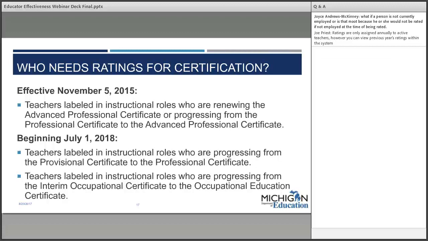Beginning July 1, teachers progressing from the provisional to professional certificates and teachers progressing from the interim occupational certificate to the occupational certificate will need ratings.